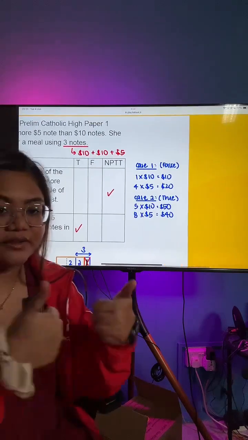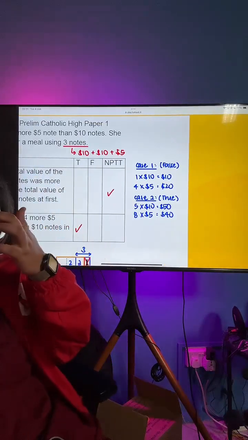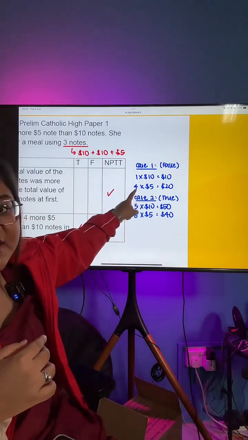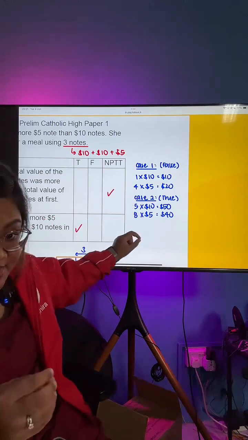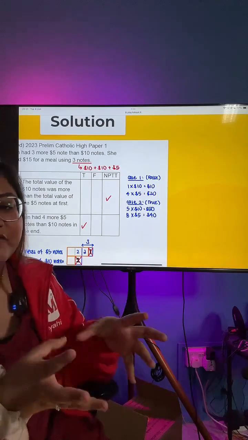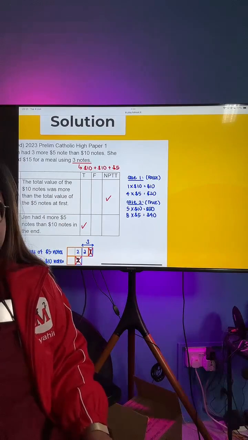Everybody clear for the first one? There are 2 cases here. The first case is false when my numbers are as such. The second case is true when my numbers are as such. Hence, it becomes not possible to tell, because there are possibilities of it being true and of it being false.